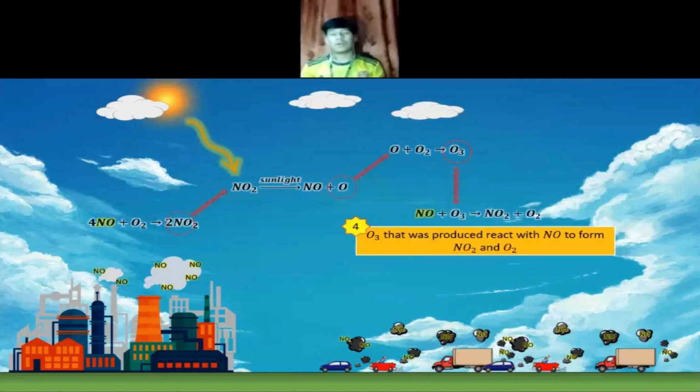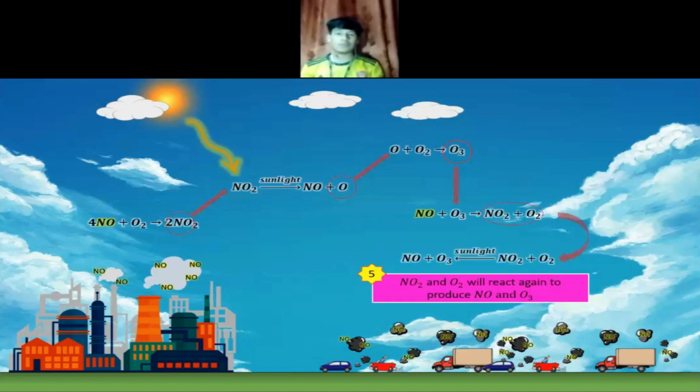In the third reaction, the radical oxygen atom reacts with the oxygen gas to form the ozone molecule. After the formation of the ozone molecule, the ozone that was formed will react with the nitrogen oxide molecule, forming nitrogen dioxide and oxygen gas. Finally, the products, which are nitrogen dioxide and oxygen gas, can react with each other in the presence of sunlight to form the atoms again, which are nitrogen oxide and ozone molecule.